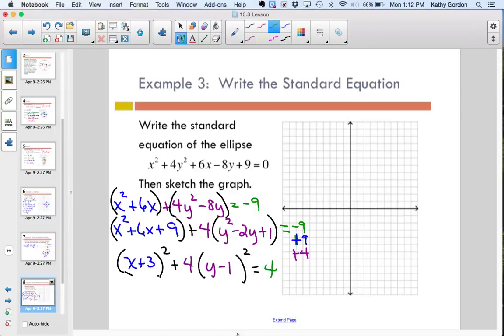So we're getting close. We've now got those x and y quantities being squared. But now what's the other thing about the ellipse standard equation that has to be true? It's got to equal 1. So how am I going to make that happen? Divide everything by 4. So this gets divided by 4, this gets divided by 4, this gets divided by 4.